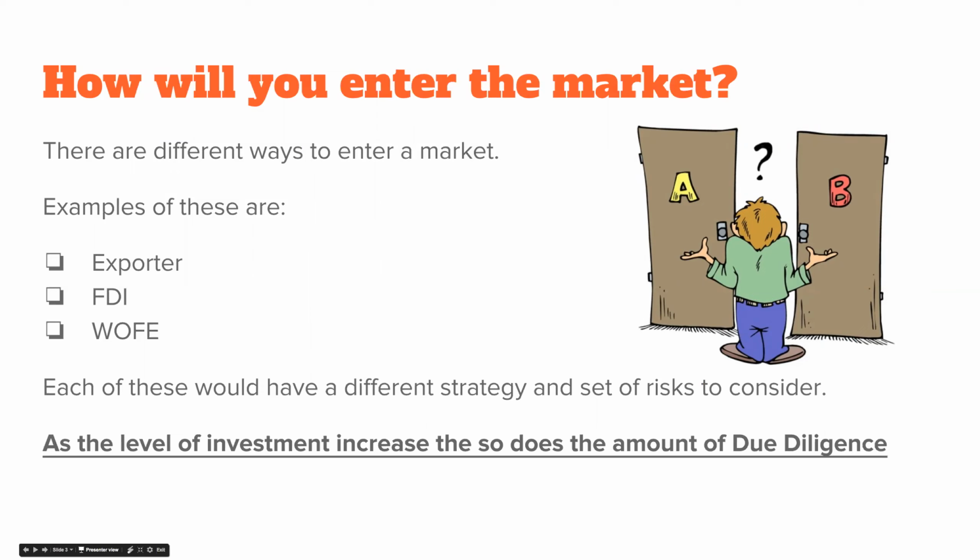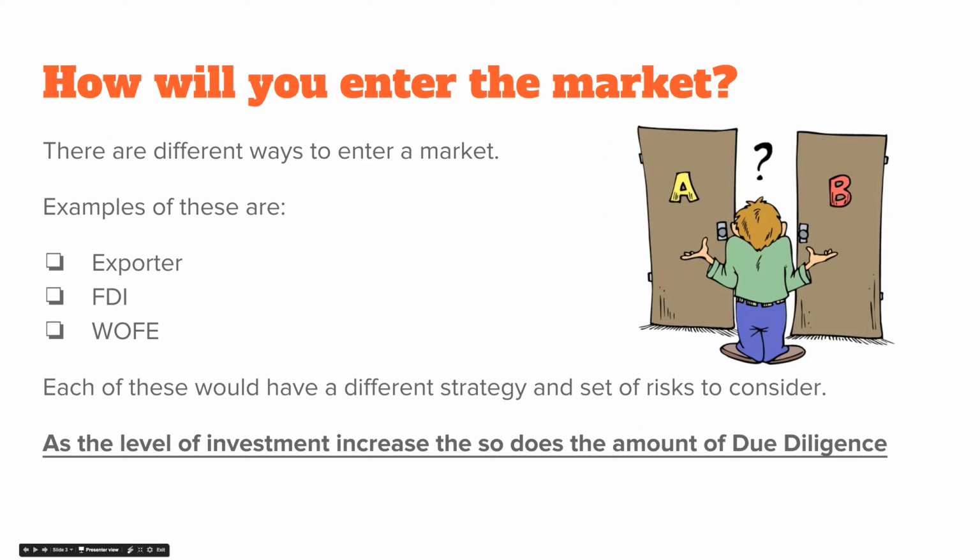would not only need to consider aspects pertaining to an exporter strategy, but they also need to think about other regulatory items, employees, human resources, office space, warehouses, just to name a few. Thus, as one's investment increases, the rule of thumb is, so does the amount of due diligence that is needed.